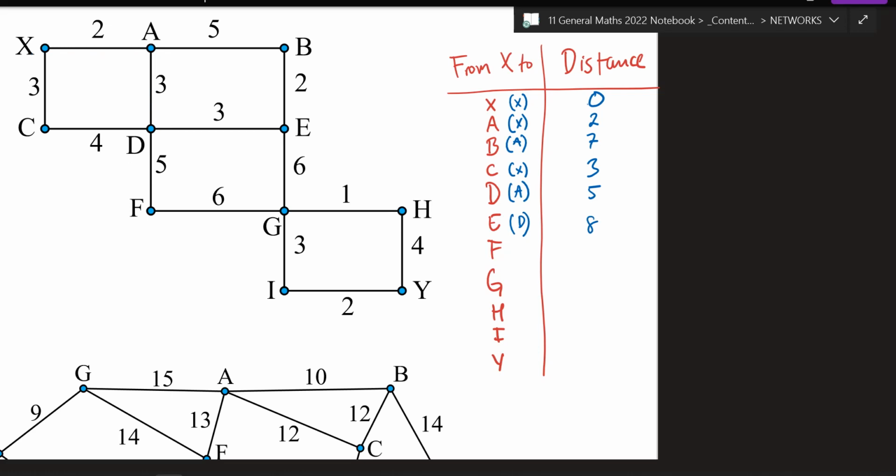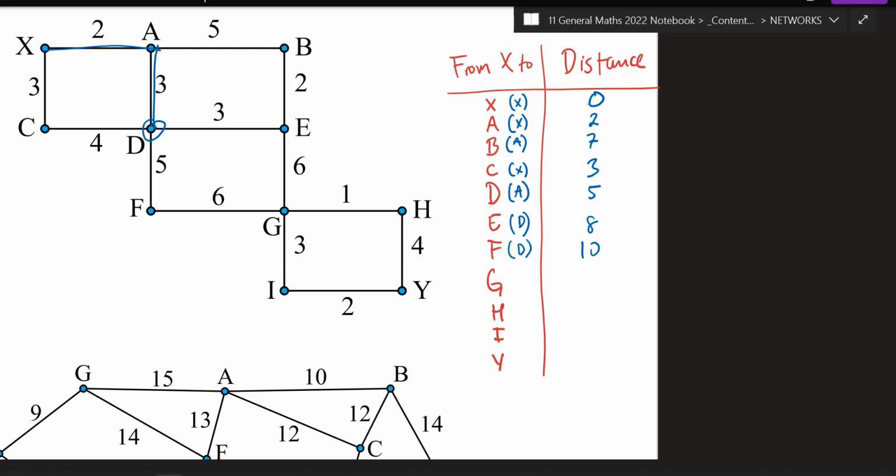Where else do I need to go? Okay, F. How about X to F? What's the quickest way from X to F? So I can go X to A to D, which gives you 5, and then from there I can go and add another 5, right? So there's 5 from X to D, and then add another 5 to get to F, and that'll give you 10.